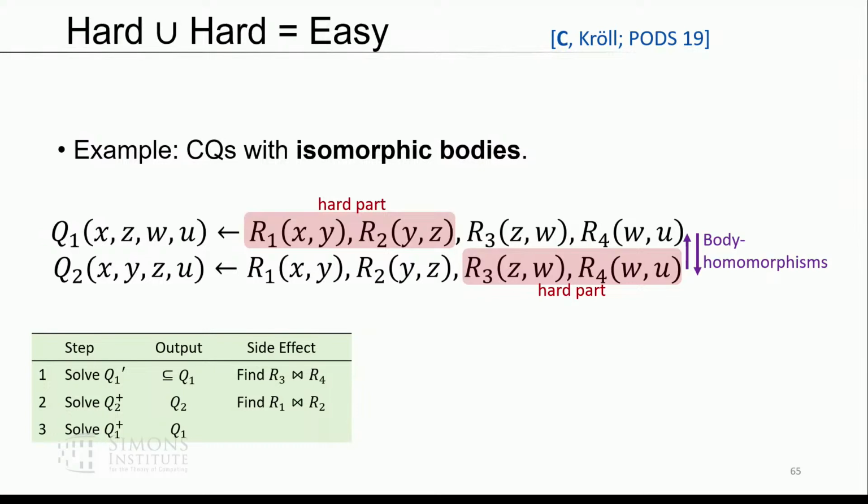We cannot find all answers to Q1 efficiently, but we can find some answers to Q1 efficiently, and we can show that we can find exactly the right answers to compute the hard part of Q2, so the join of R3 and R4. Bow tie is something that symbolizes joins. So after we find some answers of Q1, we have enough information to help Q2, and then after we computed Q2, we can use that to help Q1 again. So we have this.